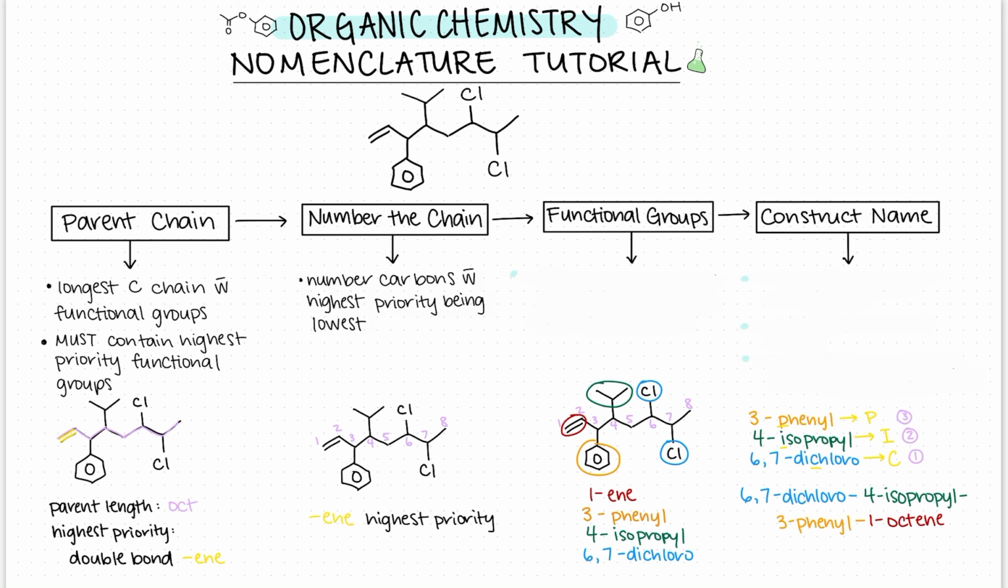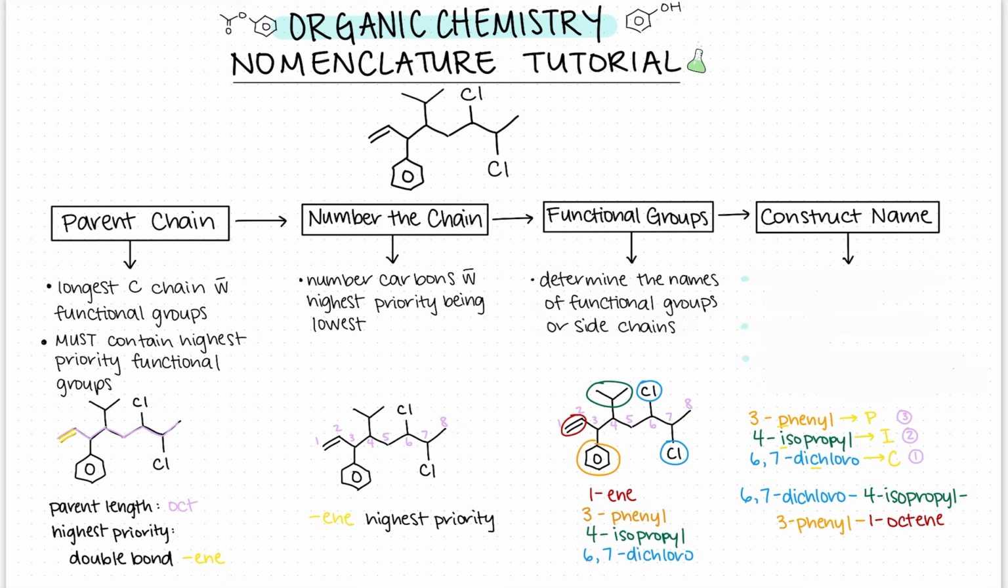So we're numbering the carbons with the highest priority, starting at the lowest number. So in this case, again, we're looking at the -ene being the highest priority, so we start over here at 1 instead of starting over here at 1. So we're labeling left to right in this case.